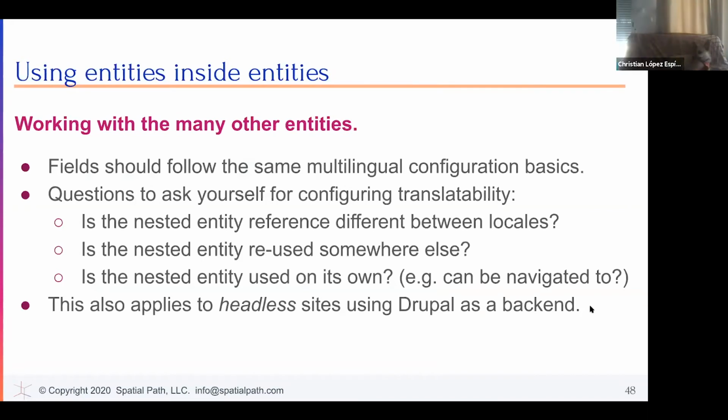And when you work with the other entities, the field should follow the same multilingual configuration basics. So the questions to ask yourself for configuring translatability are: is the nested reference different between locales? Is the nested entity reused somewhere else? And is the nested entity used on its own? Like, can it be navigated to, like a newsletter block or something? So all these rules apply to headless sites using Drupal as a backend as well.